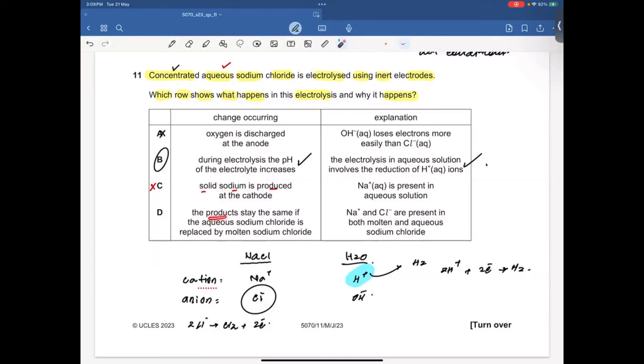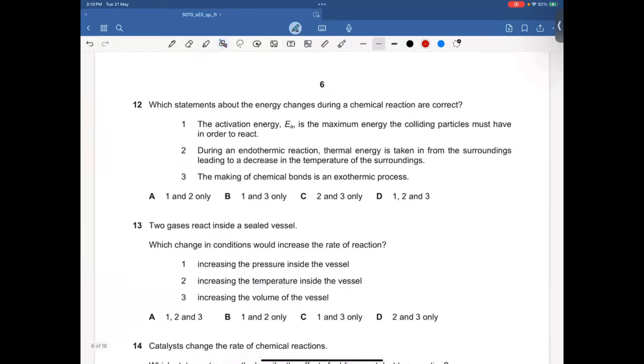Okay, let's talk about option D. The product stays the same if the aqueous sodium chloride is replaced by molten sodium chloride. If it is molten, obviously sodium ion is discharged at the cathode while chloride ion is discharged at the anode. So the product is not going to stay the same, which means D also is incorrect. Okay, let's move on. Question number 12.